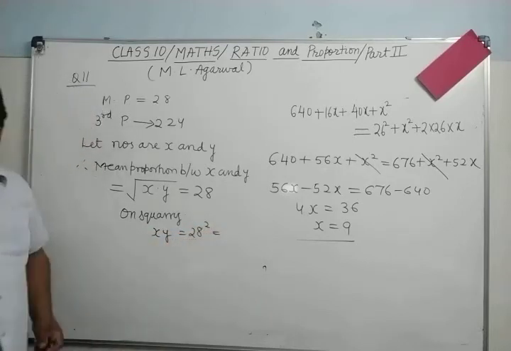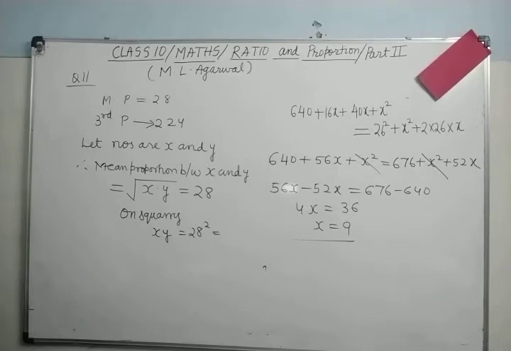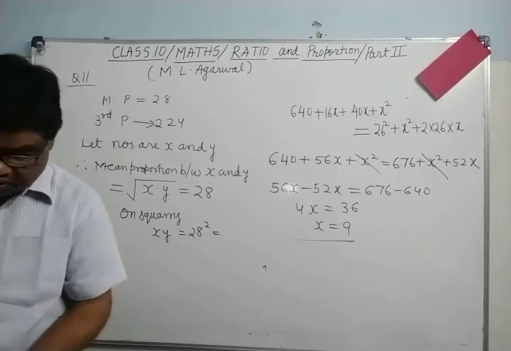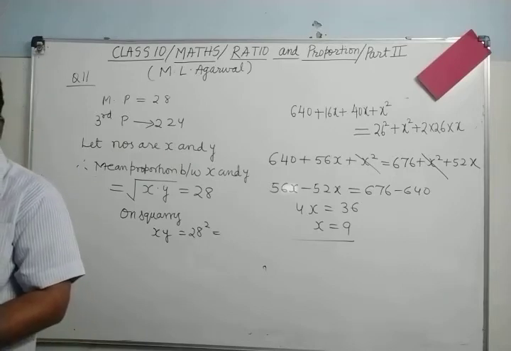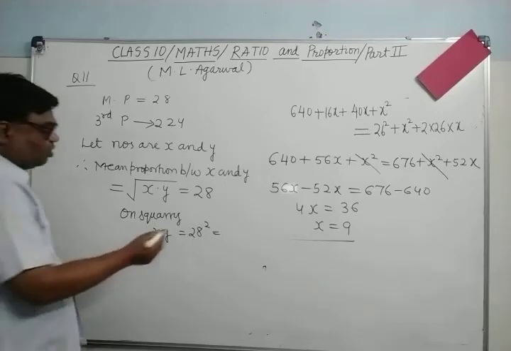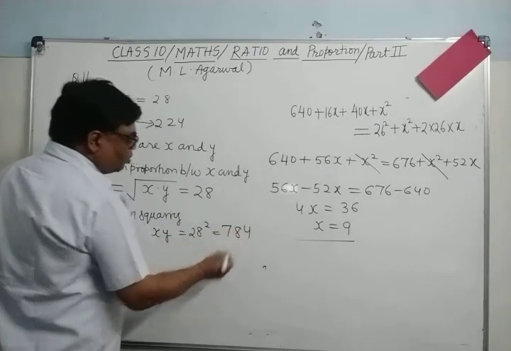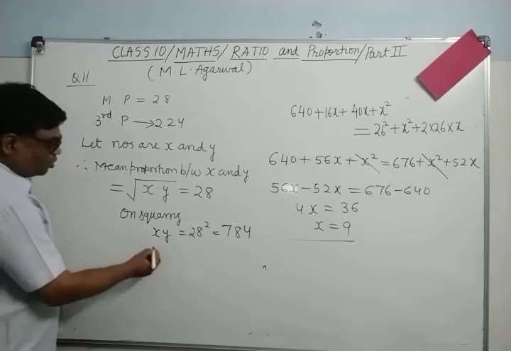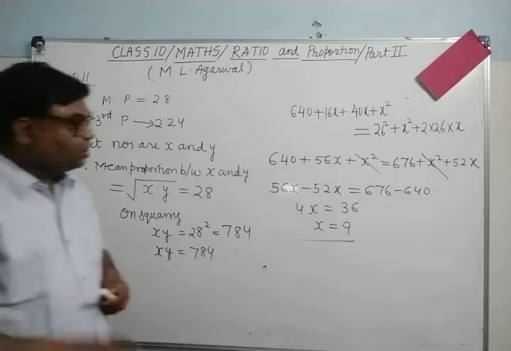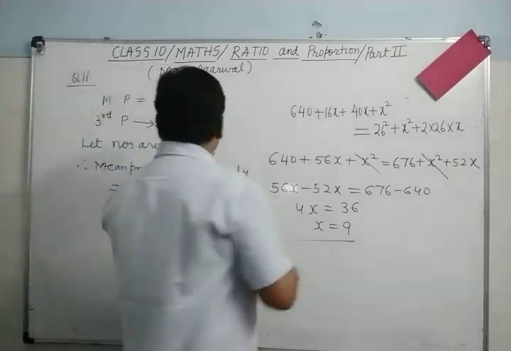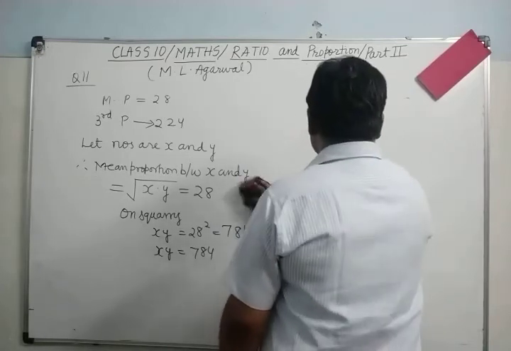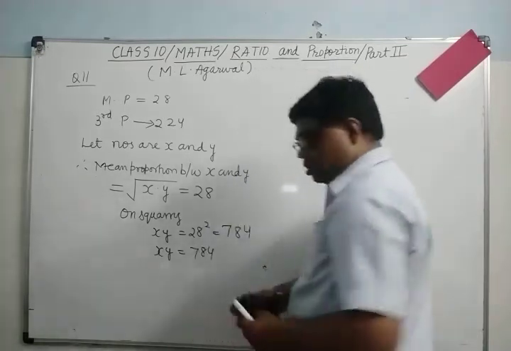Perhaps it is 824. I am checking whether it is 824 or not. So here you can see 28 into 28 is 784, not 824. It's clear, xy equals 784. One relation is this. Now in the second condition it is given that their third proportion is 224.